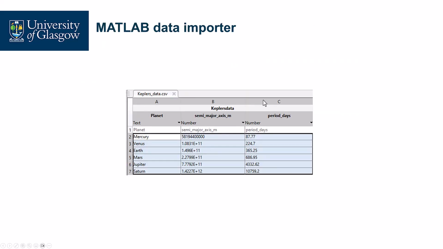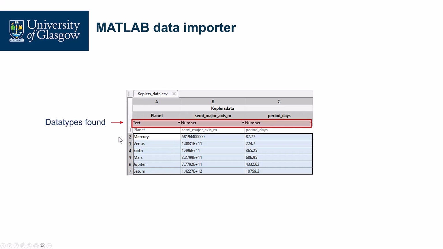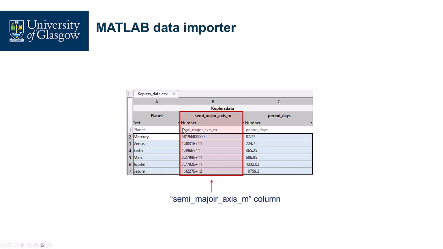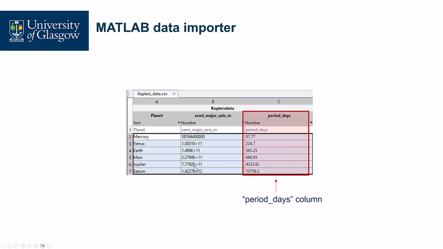Here we look closely into the data that MATLAB found, right? These are the column names found in the file: the planet, the semi-major axis underscore length, the period underscore days. These are the data types found for these columns. We can see this is text, and these are numbers, right? This is the planet column, this is the second column, the third column. So all of them are there.